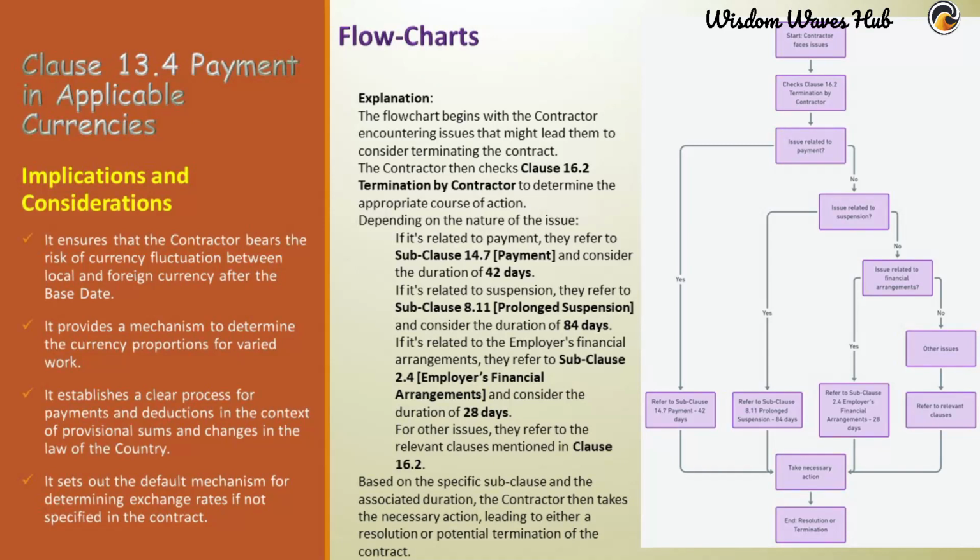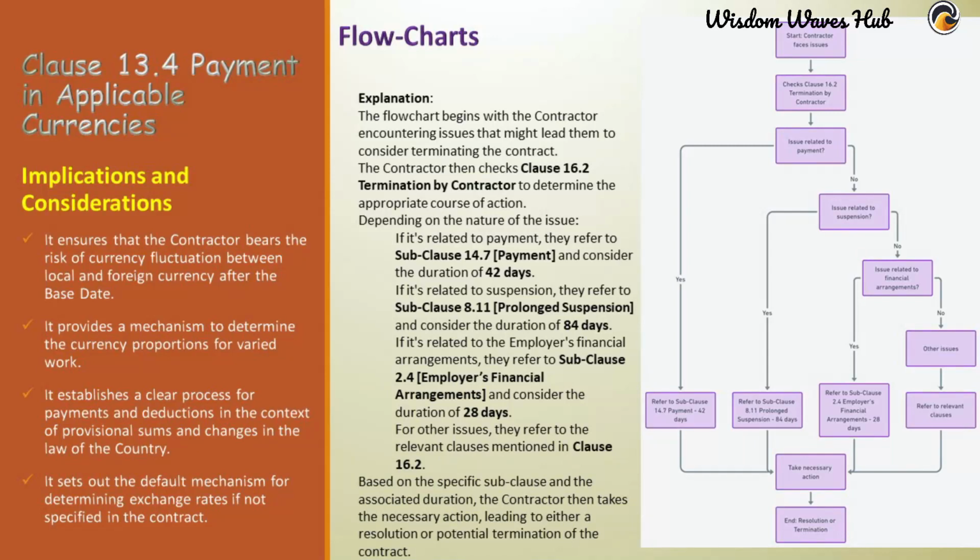Identifying the issue. Payment issues. If the contractor's concern is related to not receiving payments, they would refer to subclause 14.7 payment. This clause specifies that if the contractor hasn't received their due payment within 42 days, they can consider actions like suspending work or even terminating the contract.